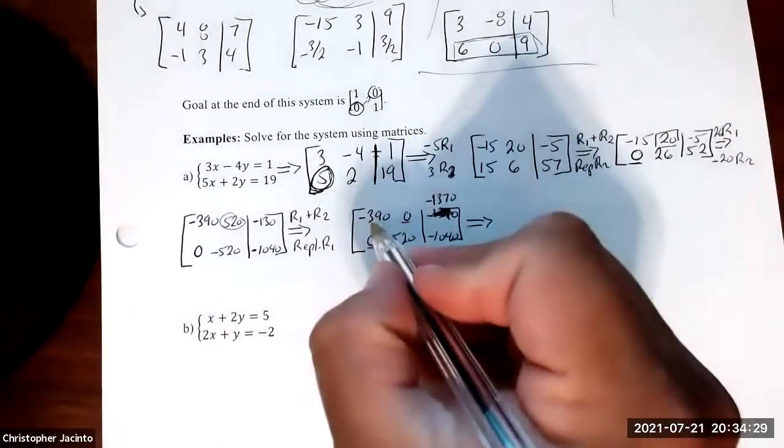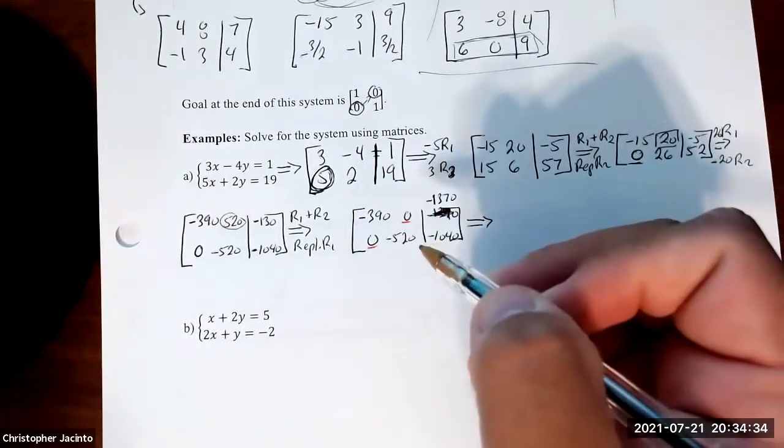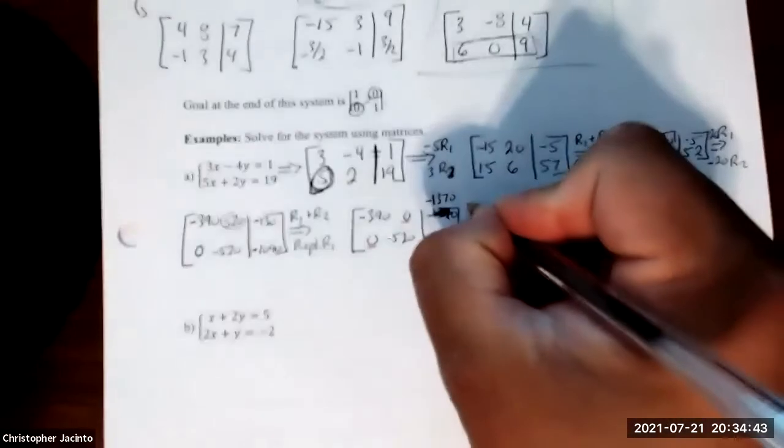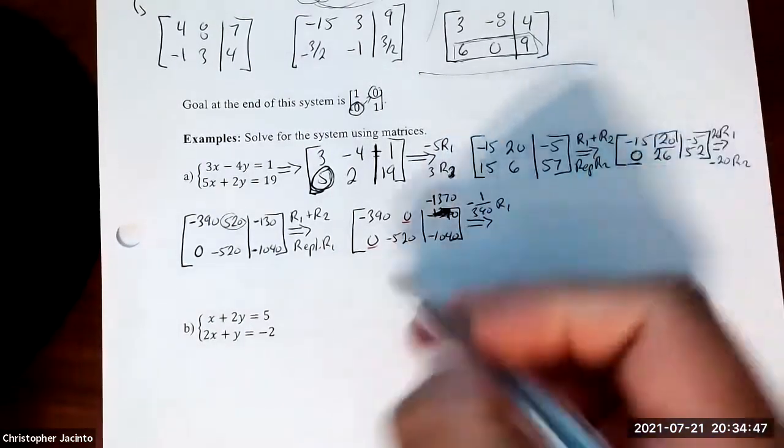Here's a fun fact, right? What number do I need to multiply to this to get 1? What do you guys think? Negative 1 over 390. Yep. So I'm literally just going to multiply by negative 1 over 390 to row 1. And same thing in the bottom.